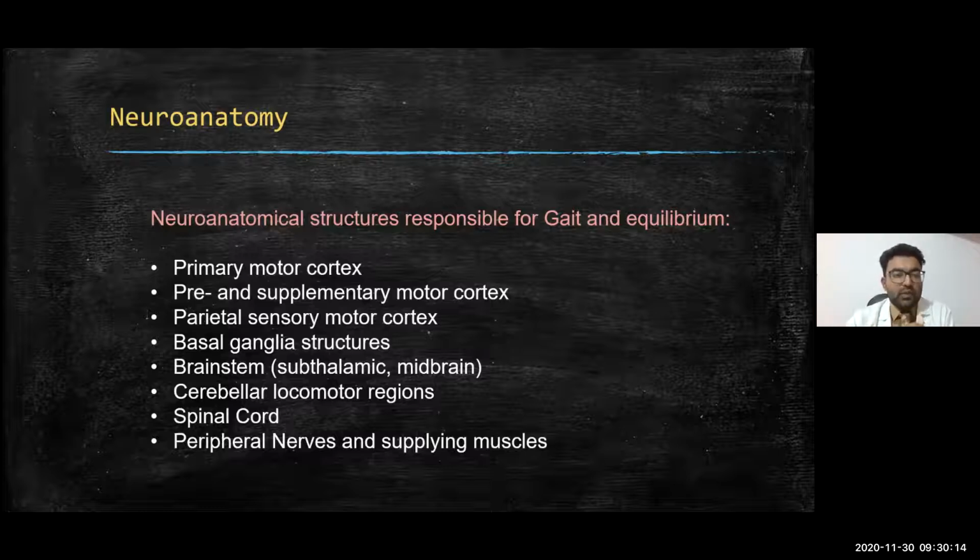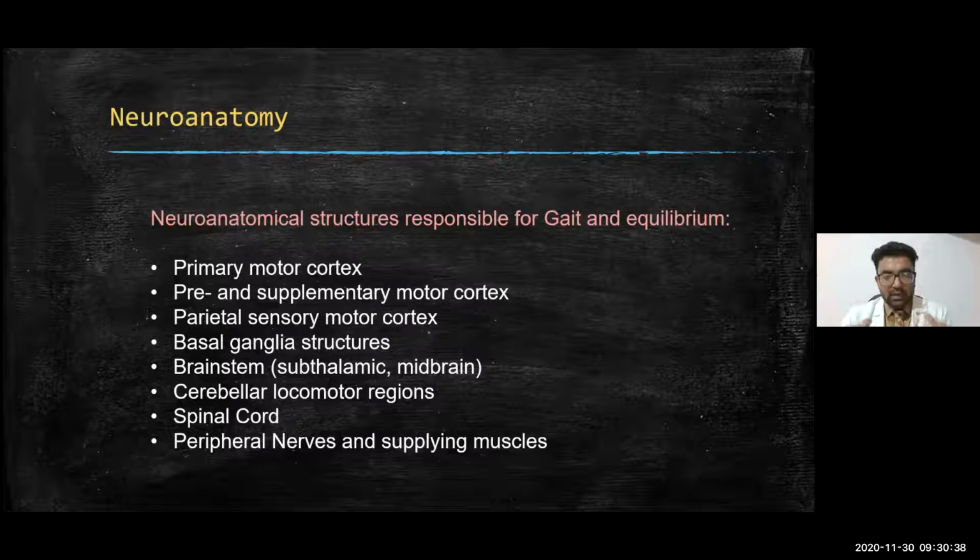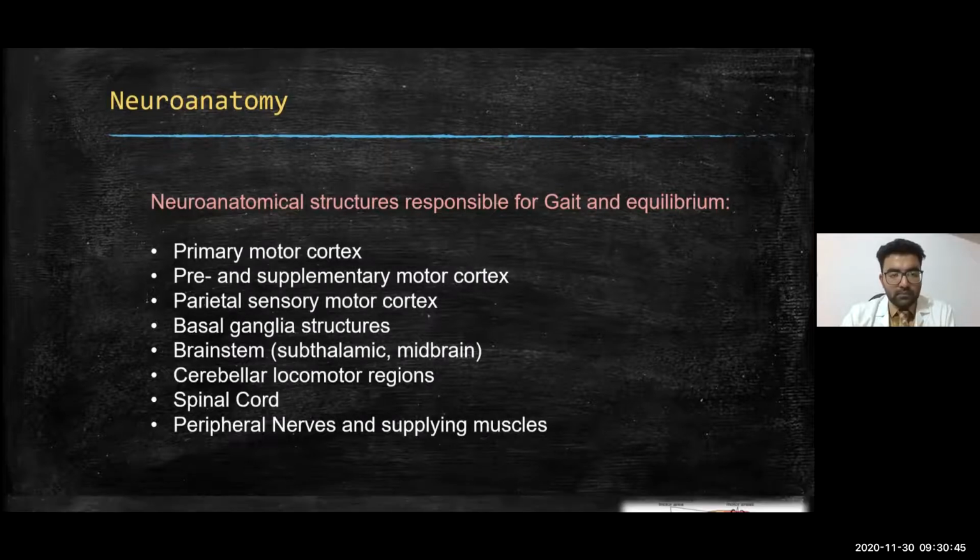It starts with the primary motor cortex, the pre and supplementary motor cortex. Then the parietal sensory motor cortex also plays an important role, and the basal ganglia structures, then the brainstem, cerebellar locomotor region, spinal cord, and peripheral nerves and their supplying muscles. All these parts combined are required to make any movement or to make people walk.